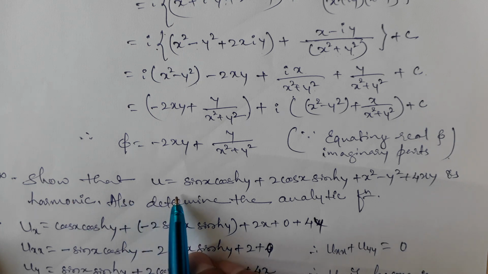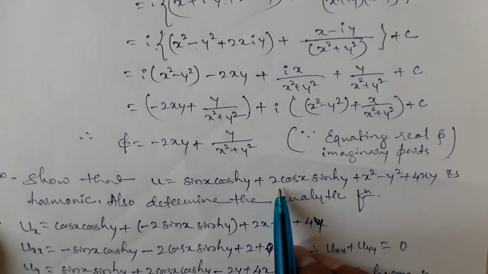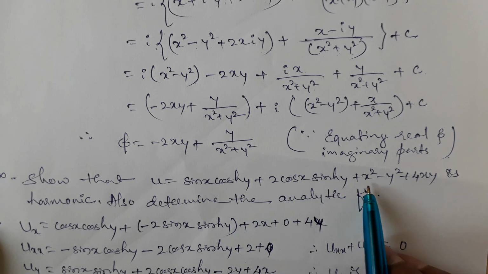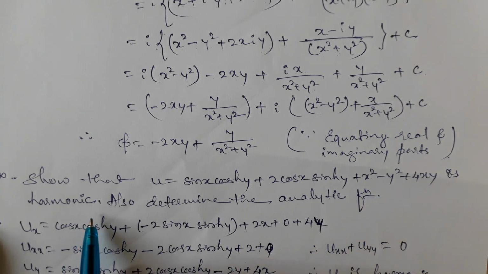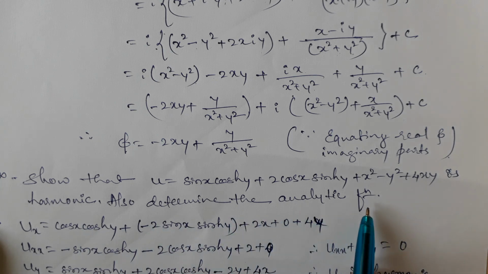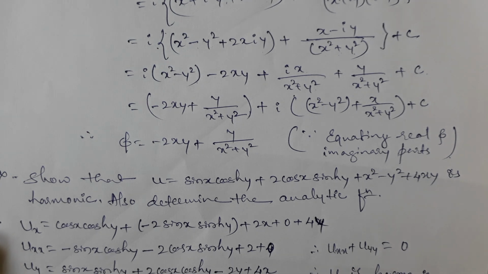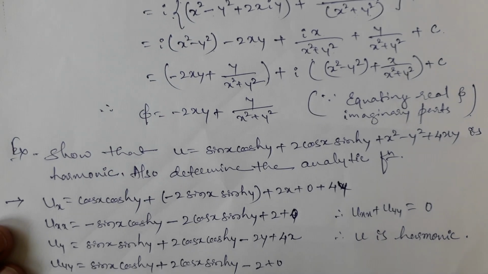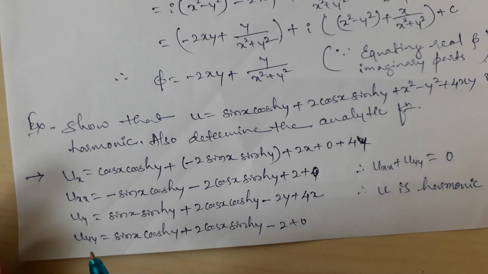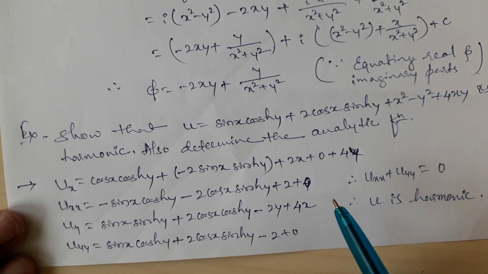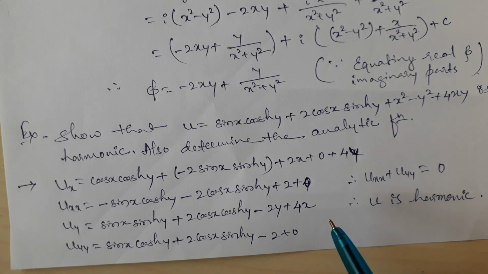Now consider one more example. Show that u equal to sin x cos hyperbolic y plus 2 cos x sin hyperbolic y plus x square minus y square plus 4xy is harmonic. Also determine the analytic function. Here u means they have given a real part. Now we differentiate u partially with respect to x and y, but we need to show that it is harmonic, therefore double differentiation of u with respect to x plus double differentiation of u with respect to y should be 0.